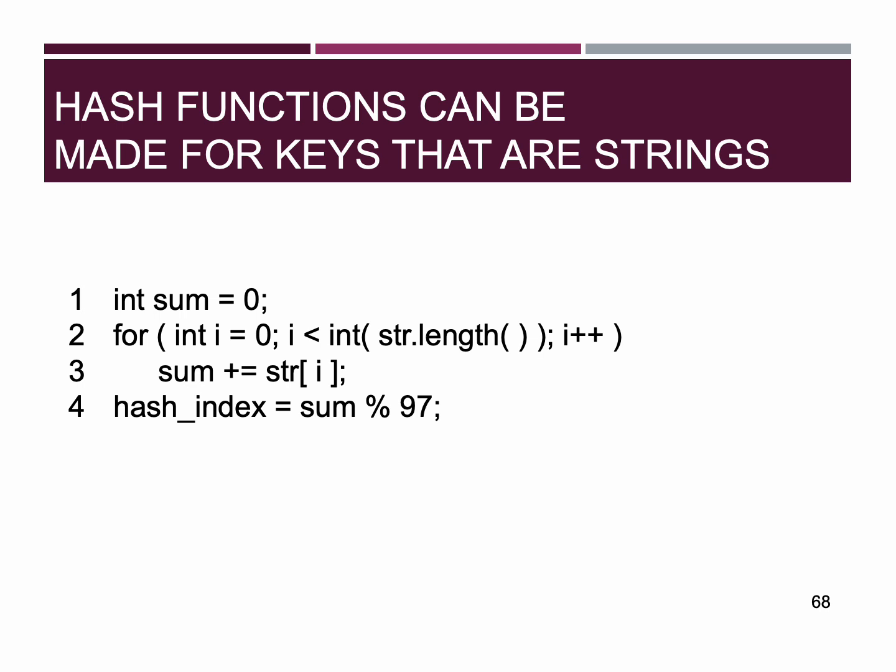Now, hash functions can also be designed for keys that are strings, not just numbers. Let's take a look at an example. Here, we initialize an integer variable sum to 0. We then iterate through each character in the string, adding its ASCII value to sum.